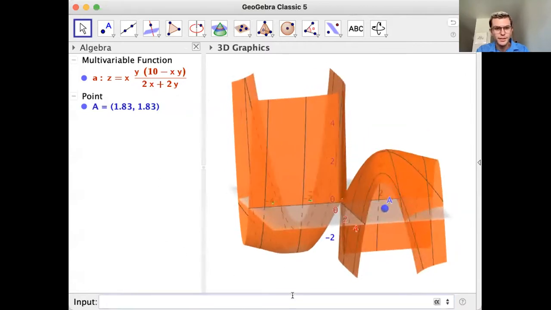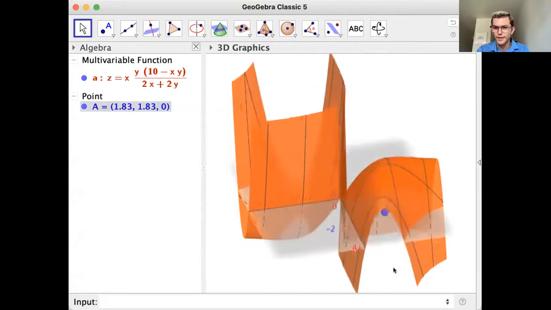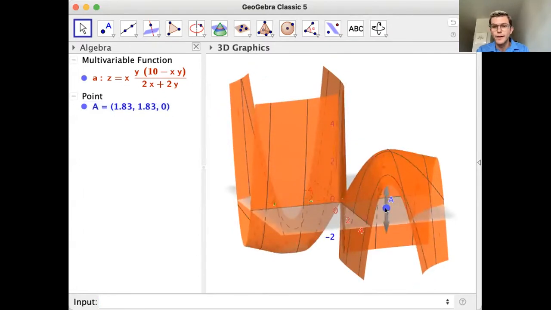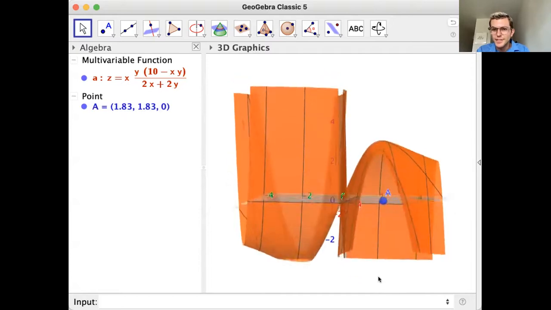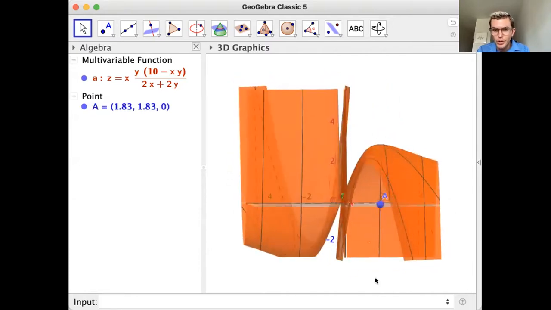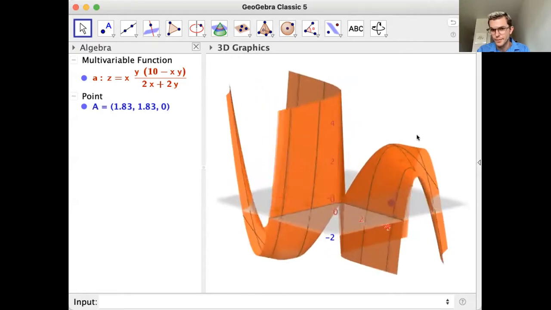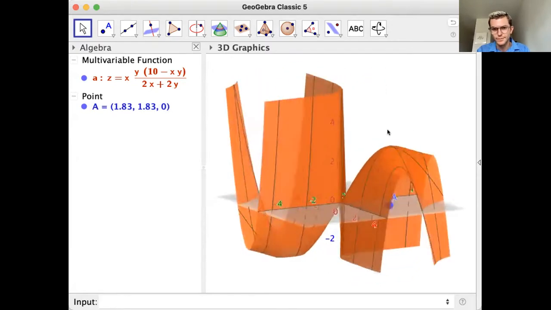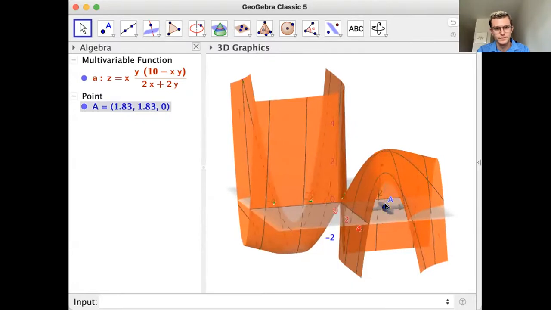And you see here is the point, the square root of 10 over... I mean, I don't know if you see the point A. Those are the values of x and y that we found. And you see that it sits right up below the peak of the graph here. Is that clear? Yes. And so you see it does seem to yield the max.